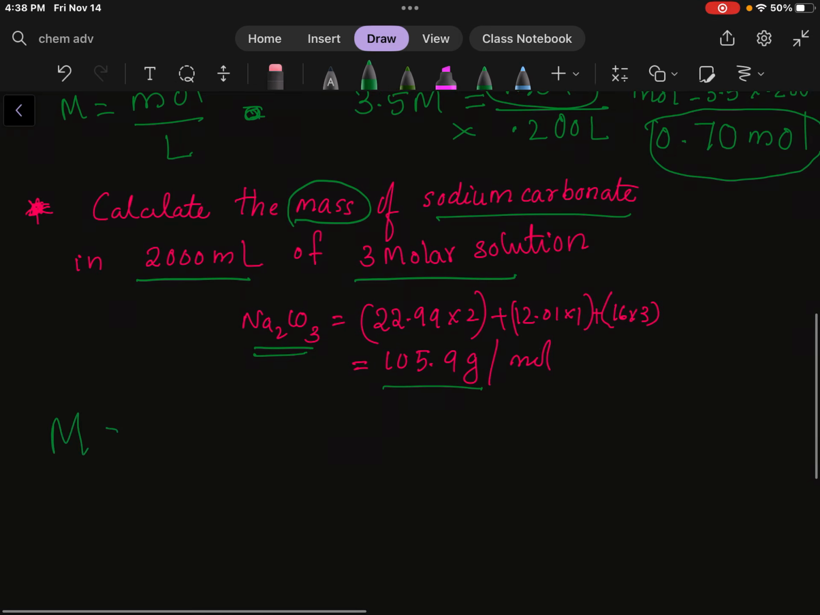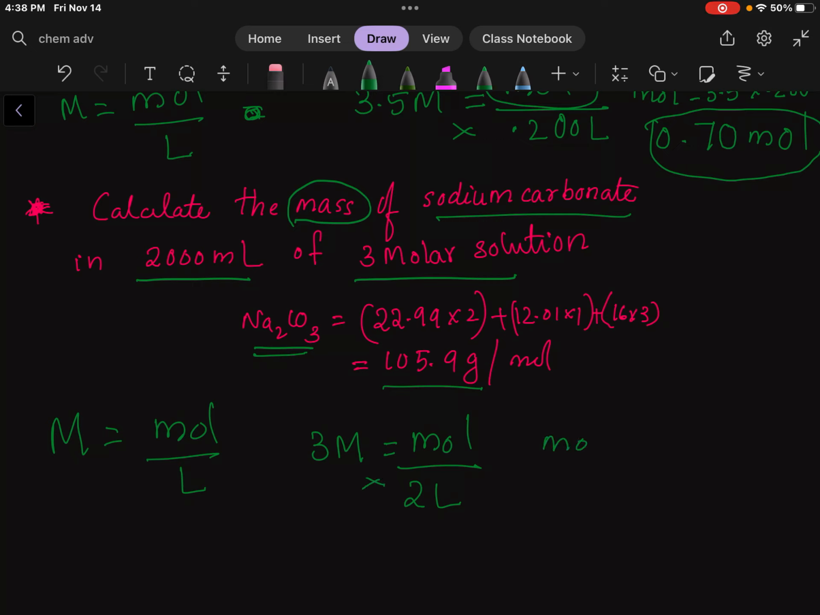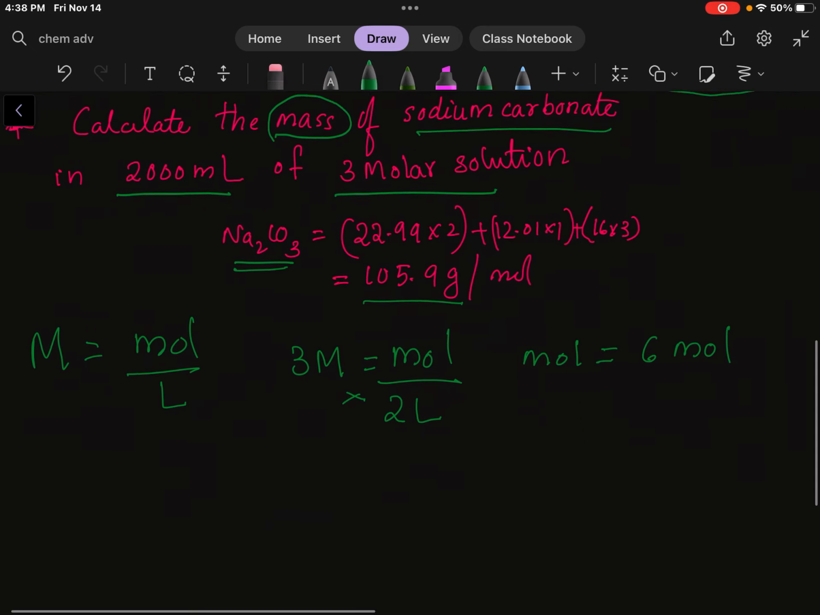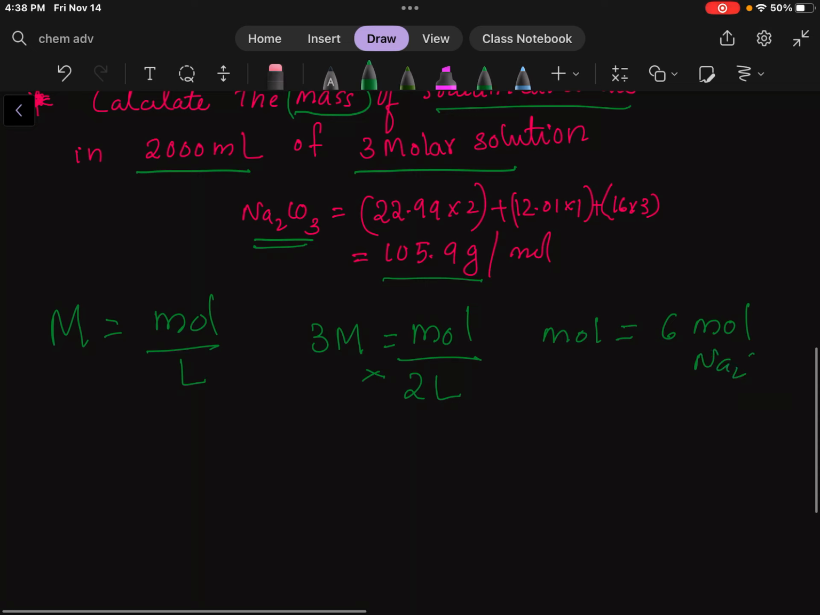So molarity is equal to moles over liter. You have molarity given, which is 3 molar, and we don't know the moles, so write moles, and the volume is 2000, which divided by 1000 will be 2 liter. So multiply these two numbers. Moles is equal to 3 times 2, which will be 6 mole. So 6 moles of sodium carbonate.